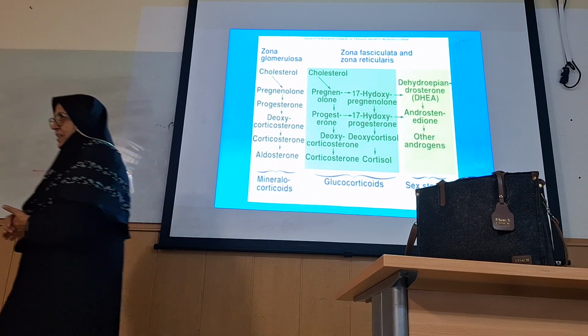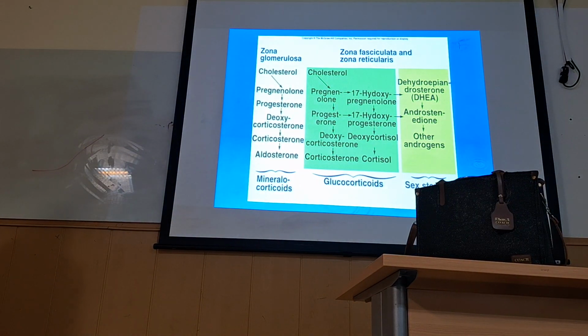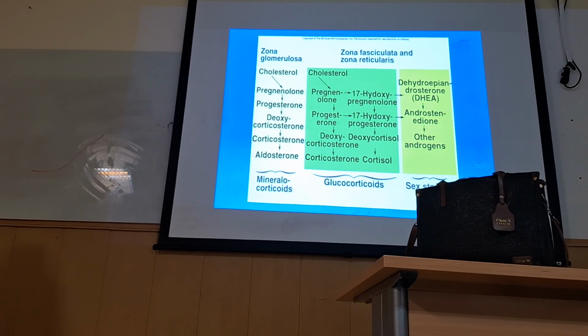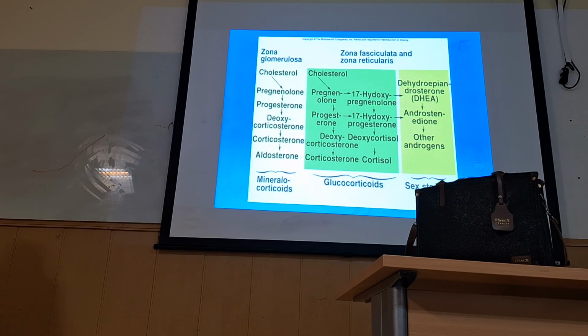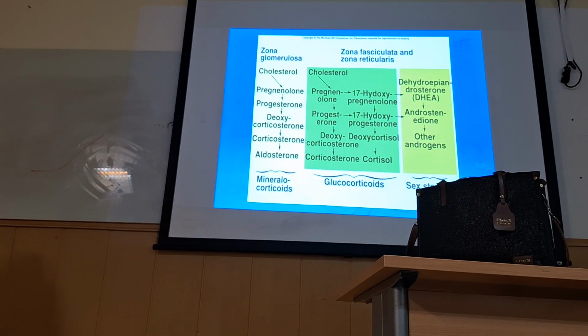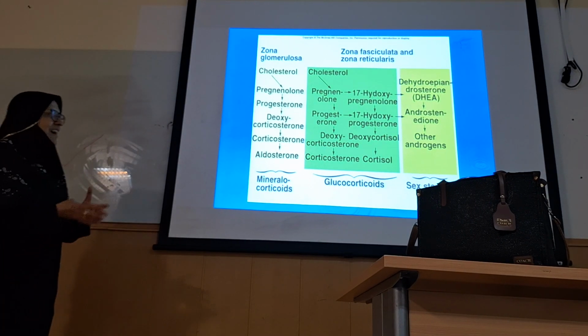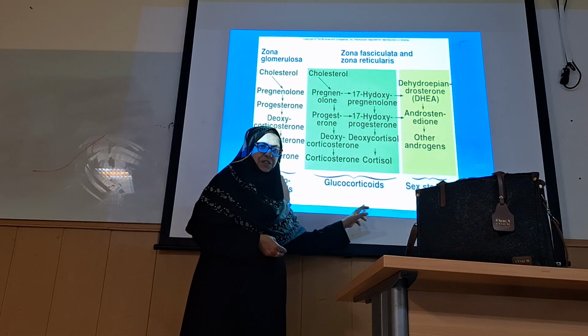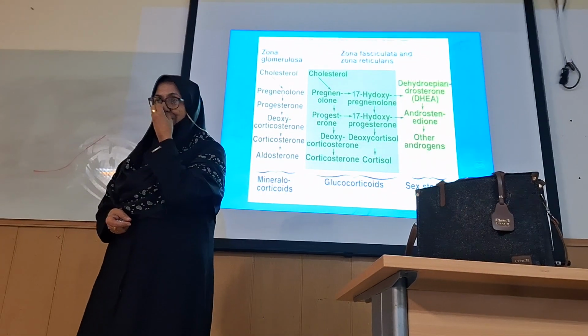What are the adrenal cortex hormones? These hormones are named corticosteroid hormones. Okay? From the adrenal cortex, corticosteroid hormones are released. Corticosteroid hormones have three types: mineralocorticoid, glucocorticoid, and sex steroids. Okay?